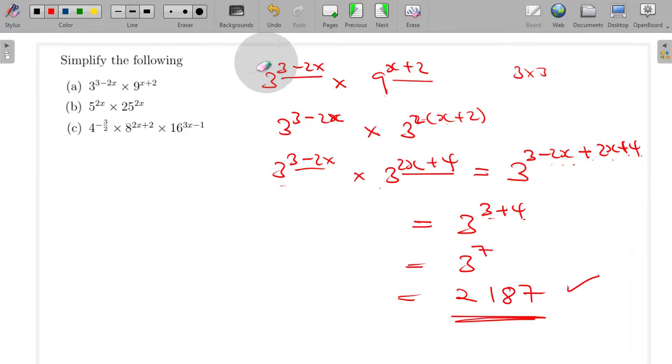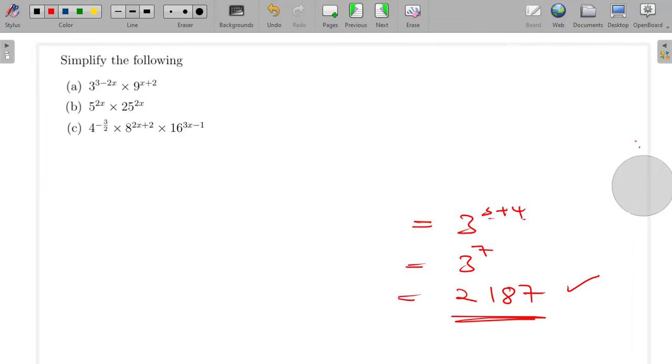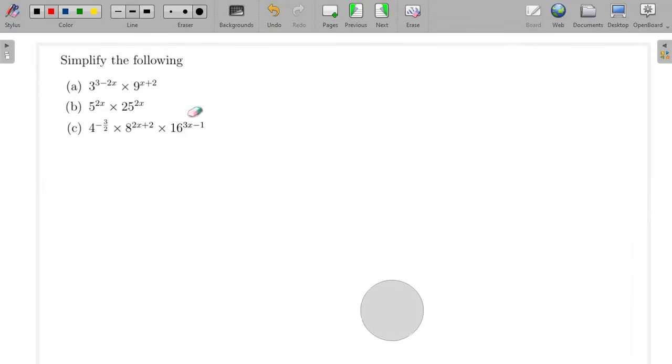Now we do the next one. Okay, so the next we have 5 to the power x, and then multiplied by 25 to the power 2x. So yes, again, here we're going to make the base the same. So the base, to make it the same, the lowest base we have here is 5. So we use 5.